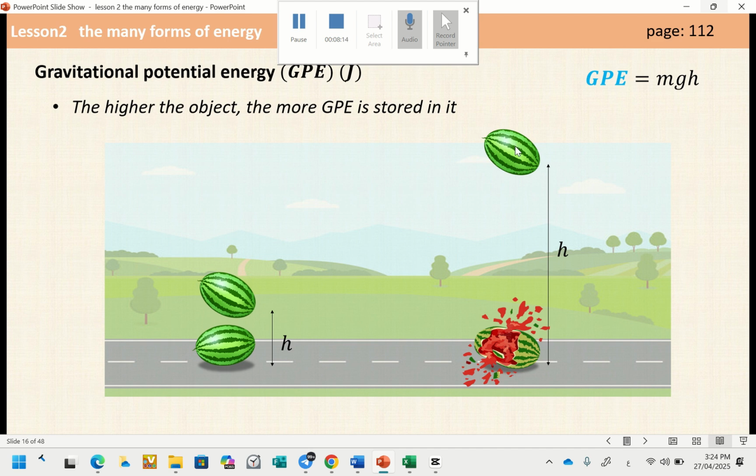And this massive amount of gravitational potential energy stored in the watermelon will be converted into kinetic energy, which is a massive amount of kinetic energy when it reaches the ground. Hence, because it has a lot of kinetic energy, it will hit the ground at a high speed, which will cause it to explode. So again, the height at which we lift the object affects the gravitational potential energy. The higher the object, the more energy is stored in the object.